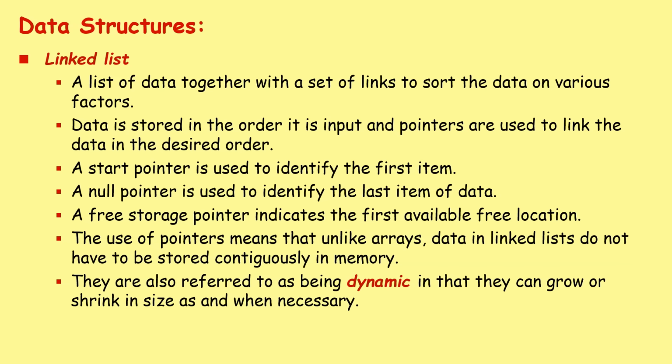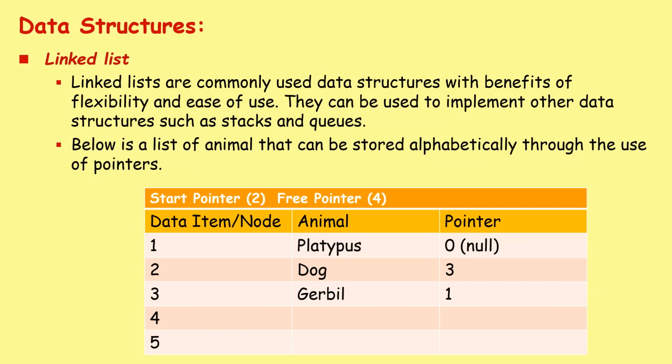The use of pointers means that, unlike arrays, data in linked lists do not have to be stored contiguously in memory. They're also referred to as being dynamic in that they can grow or shrink in size as and when necessary. Linked lists are commonly used data structures with benefits of flexibility and ease of use. They can be used to implement other data structures such as stacks and queues. Below is a list of animals that can be stored alphabetically through the use of pointers.